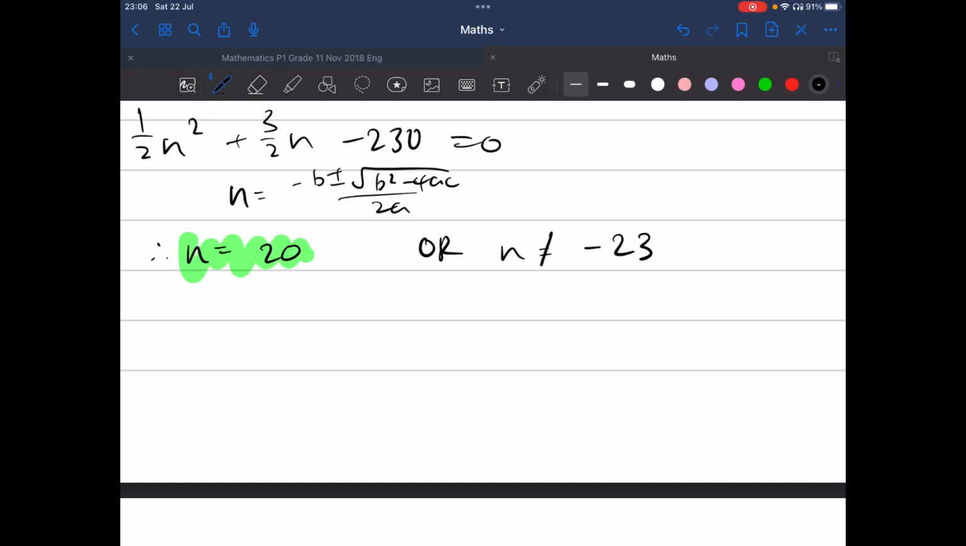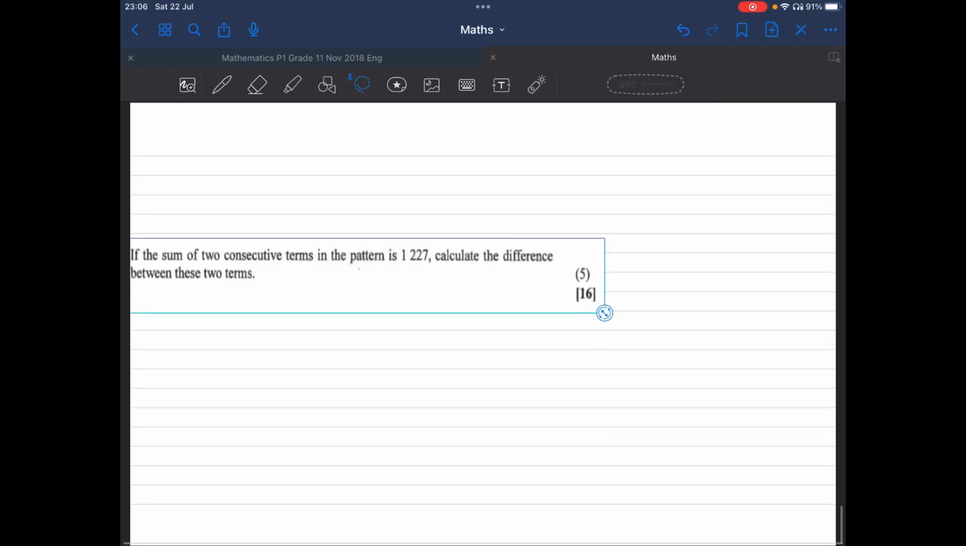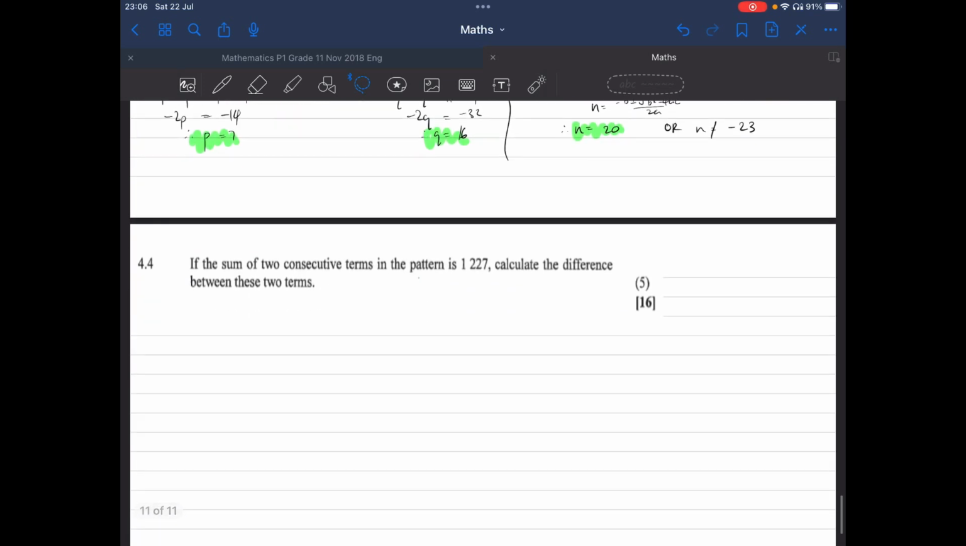Okay, and then I say this is not equal to that. Okay, let's look at 4.4. So it's a continuation of this, right? If the sum of two consecutive terms in the pattern is 1227, calculate the difference between these two terms.